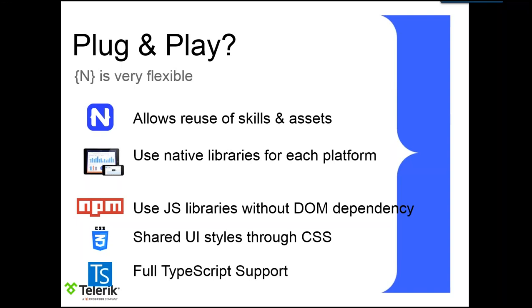For example, maybe we at Telerik have a native control set for Android, a native control set for Windows Phone, and a native control set for iOS. If you want to use those native control sets, you can still use them within NativeScript. That's flexible. You can use JavaScript libraries without the DOM dependency from NPM, and you can share the UI styles through CSS. As I said, we let you style your screens using CSS.